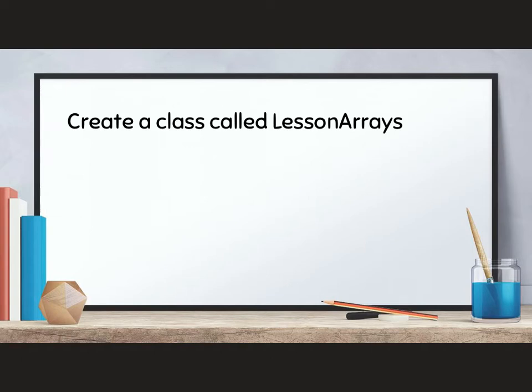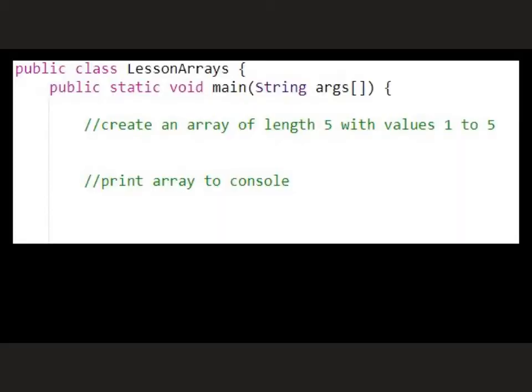So the first thing I want you to do is create a class called Lesson Arrays. And I want you then to create an array of length 5 with values 1 to 5. So it will contain the values 1, 2, 3, 4, 5. Then I want you to print the array to the console. So see if you can do that based on the information that you've heard in this video so far.